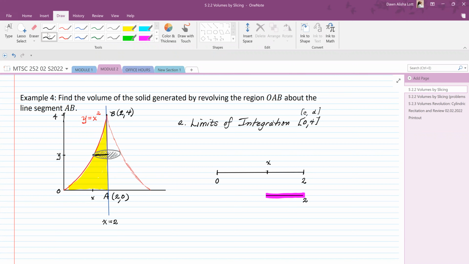It'd be 2 minus X. Okay, so it would be 2, this whole length. If I take this whole thing, that's 2. And then I subtract off this part, which is X, I get 2 minus X. Okay, so the length of that piece is 2 minus X.